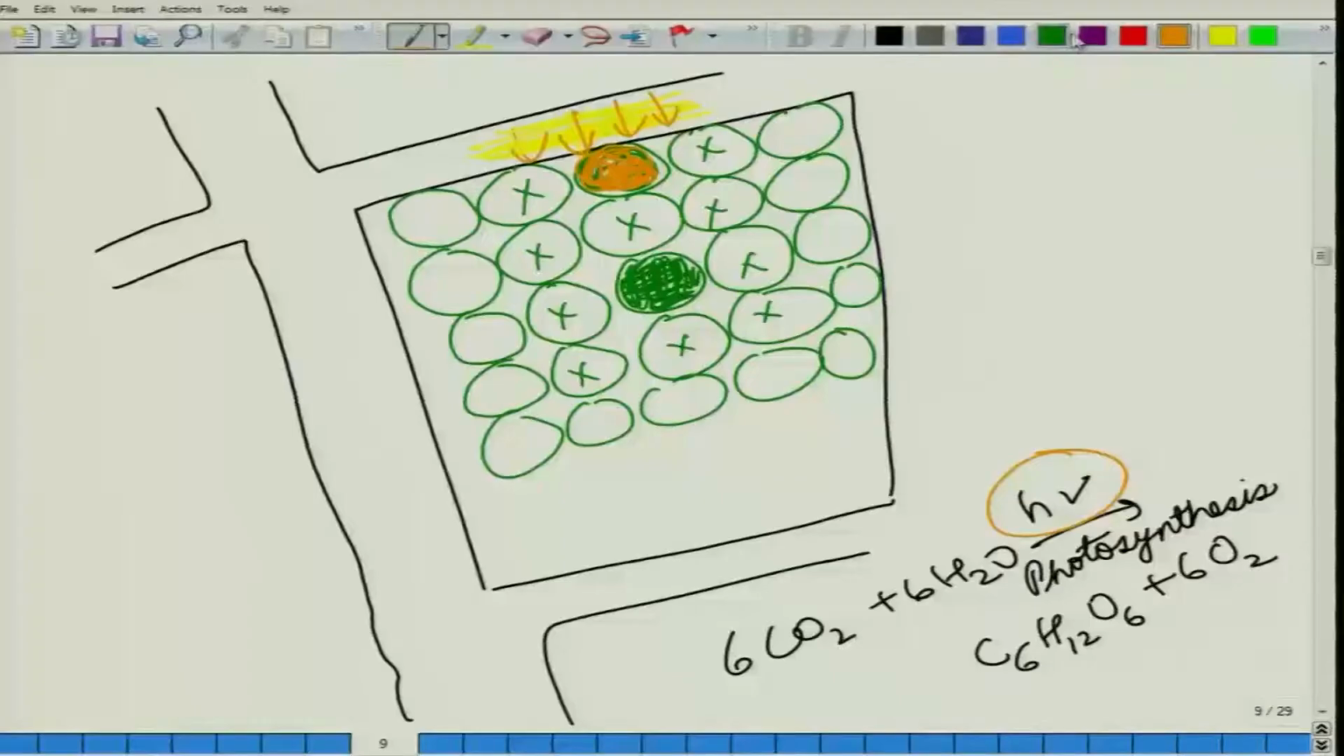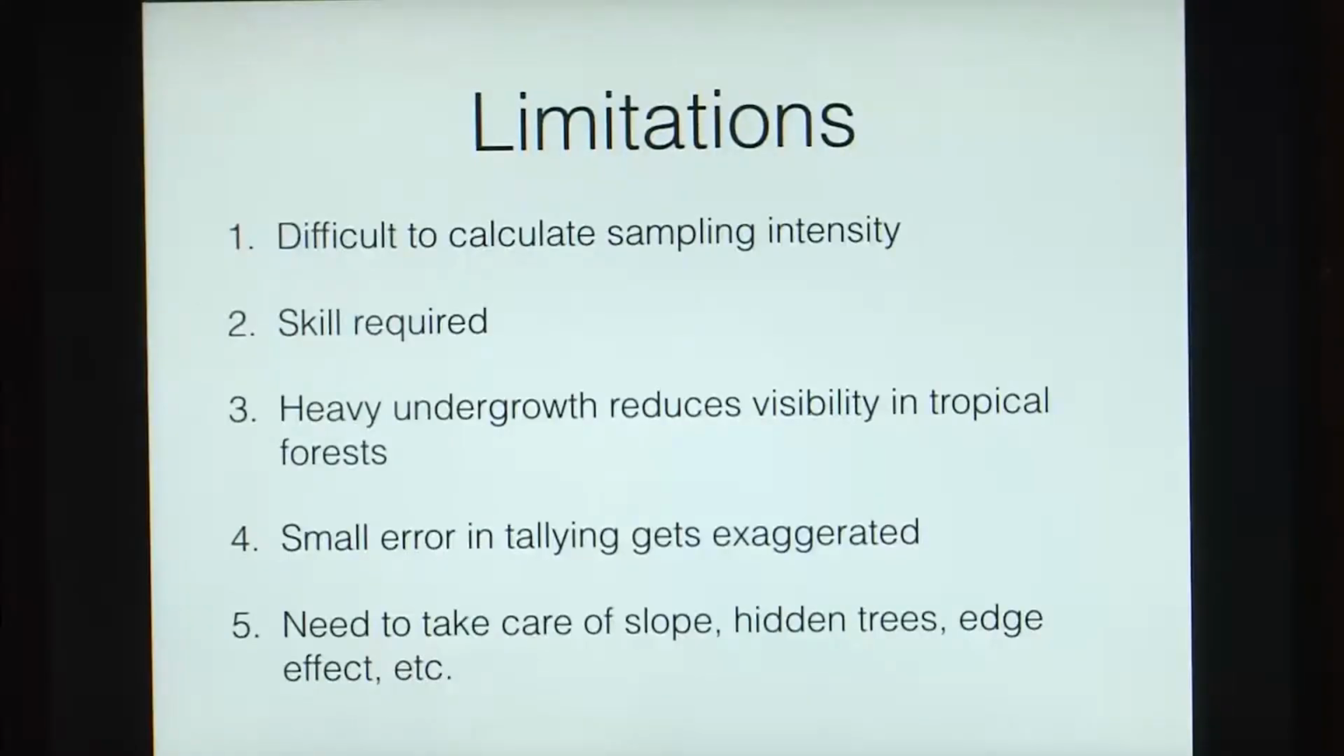So, suppose we went for point sampling, and if we took our point sample somewhere here, the readings will be very different from what we will get if we took a point sample here. So, at the edges the effects get exaggerated. Which is why, if we come back to the slides, it says that we need to take care of slope, hidden trees, edge effect and a number of other factors.